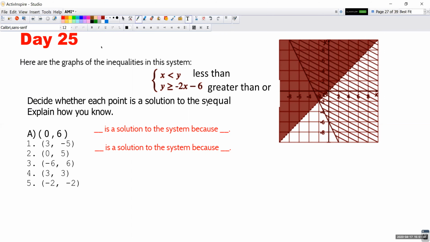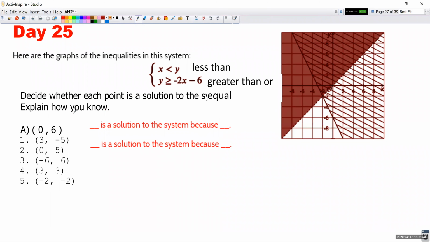And then it's telling us decide whether each point is a solution to the system. Explain how you know. So I'm going to be doing A, and I'm also going to be doing number 1. And you're going to have to do 2 through 5. So in order for a point to be a solution to the system, it must be inside this area.